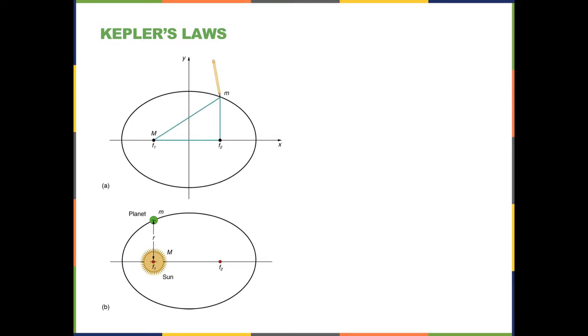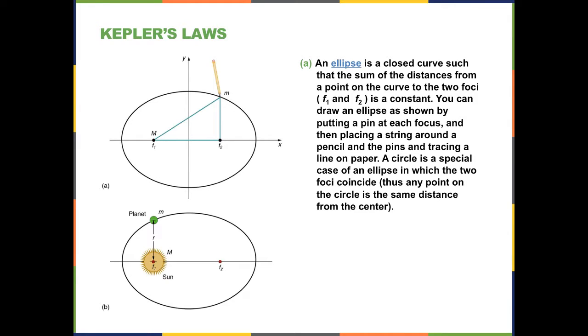He felt that he shouldn't have to correct God's work every year because the paths didn't work out. And in a stroke of true genius, he realized that what was wrong was the fact that the planetary motion was not a circle, but an ellipse. An ellipse is a closed curve that is created such that the sum of the distances from a point on that curve to two different foci is a constant.